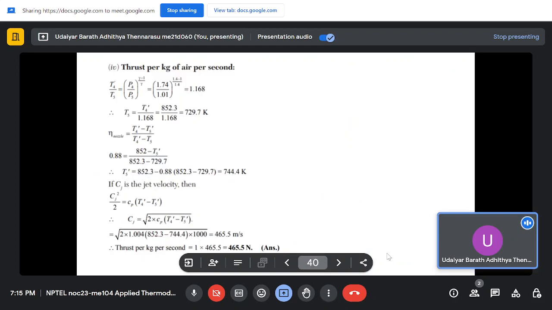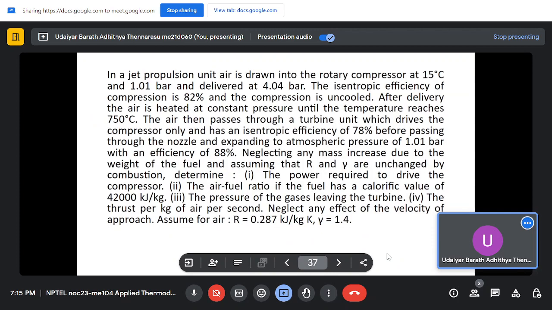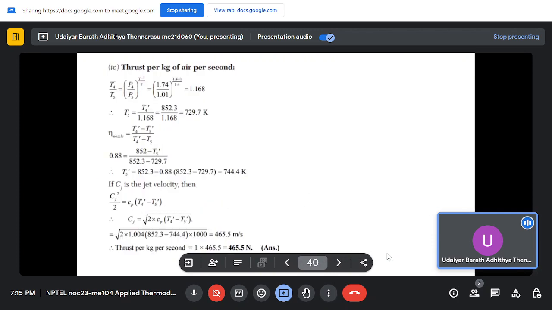So the next question is to find the thrust generated, the thrust per kg of air generated. We know the temperature at state 4, we know the pressure, and we know the jet nozzle exit pressure. So we can find the jet nozzle exit temperature when the expansion is done isentropically. For a reversible adiabatic process, we can find the T5 state temperature as 729.7 Kelvin.